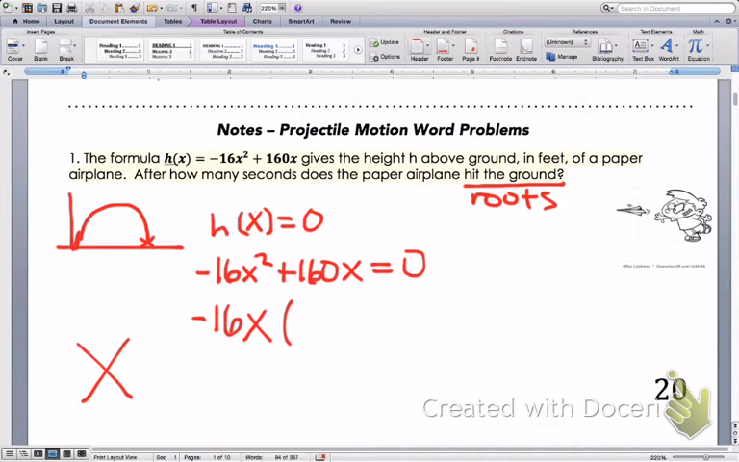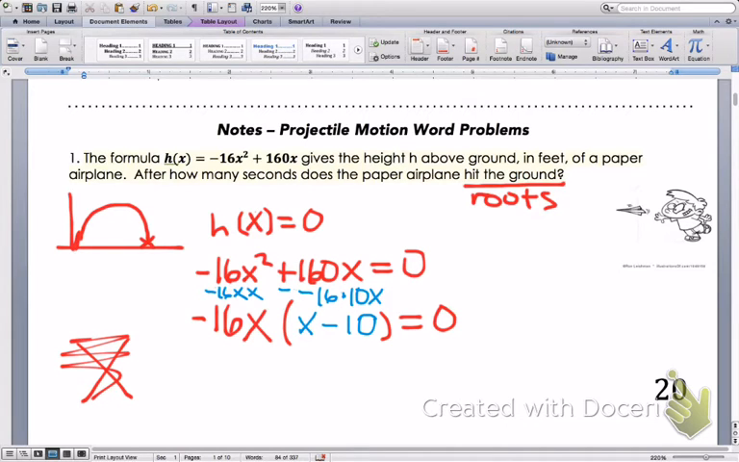So if I take out a negative 16x, I'm left over with a single x. If I factor out a negative, double negative makes a positive, that will be 16 times 10. So that will leave me a negative 10. And that equals 0. Because 16x times x is 16x squared. Negative 16x times negative 10 gives me a positive 160. So in this case, I don't actually need to use my x factor anymore. I've already factored both pieces.